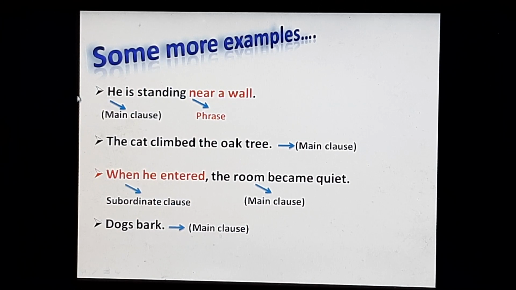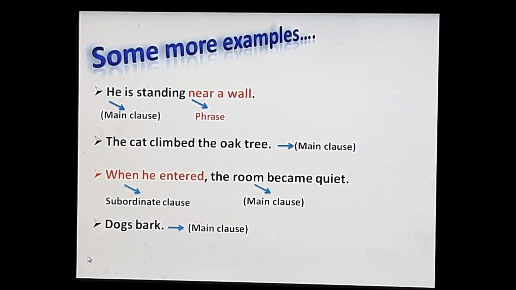So now there are some more examples over here. All are sentences with a main clause and a phrase here. This is a main clause with a subordinate clause and a main clause. This is a sentence. "Dogs bark." It is a main clause.